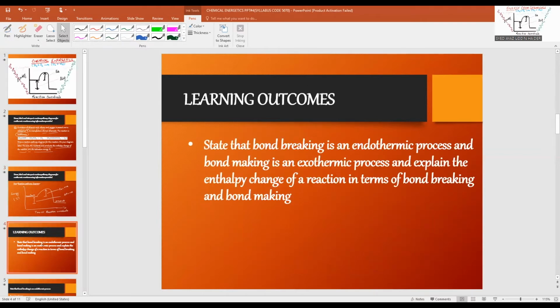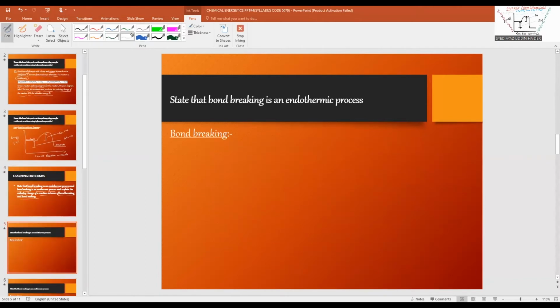Now let's see the learning outcomes of today's lesson. State that bond breaking is an endothermic process and bond making is an exothermic process, and explain the enthalpy change of a reaction in terms of bond breaking and bond making. Bond breaking needs energy. So I will write here, it needs energy. In this case, delta H will be positive.